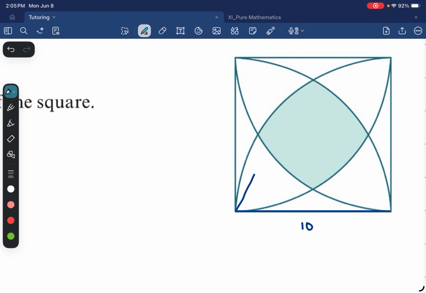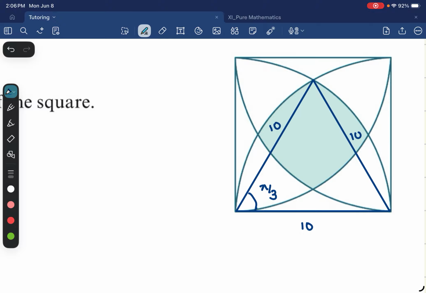So I can draw this here. And this is also 10. And I can draw this like this. Because these are all quarter circles, these are going to be 10 as well. I hope that was clear. And 10, 10, 10. This is an equilateral triangle. So this angle is going to be pi over 3.